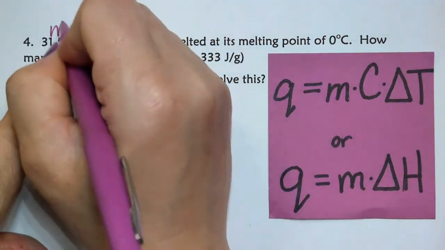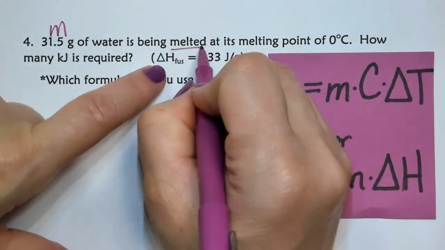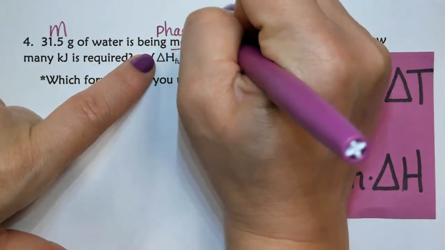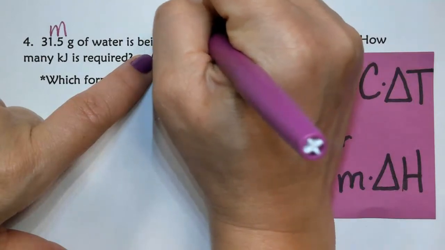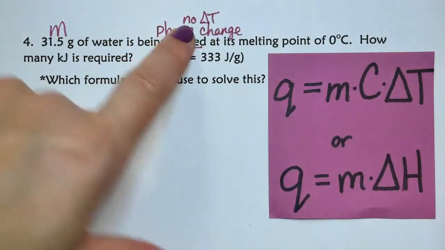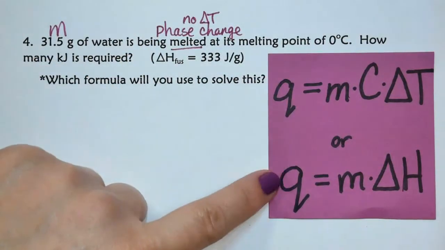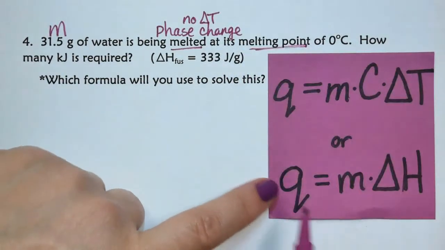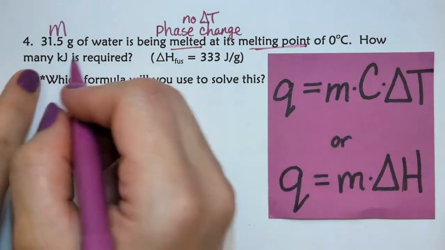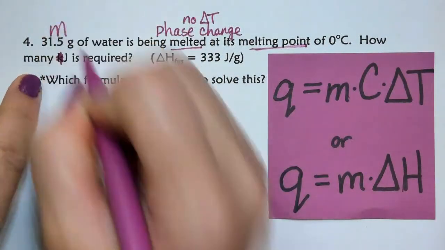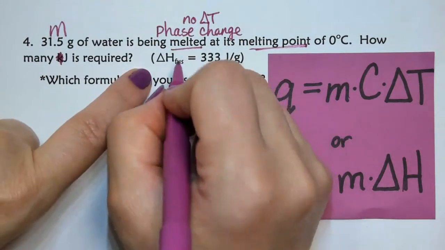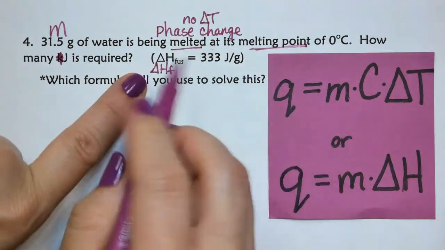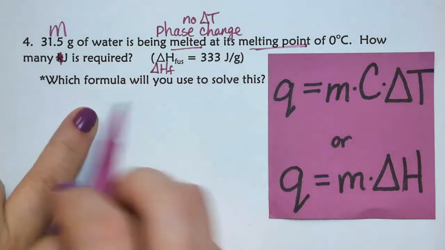Okay, last example, which formula are we going to use? Here we have the mass of water. It's being melted. That's a phase change. That means there is no change in temperature, no delta T. So that means do not use this equation. We're going to use this one. And it's at its melting point, another clue to use this one here. How many, let's say, joules are required if your delta H of fusion, so here's our delta H of fusion right here, is 333 joules per gram.